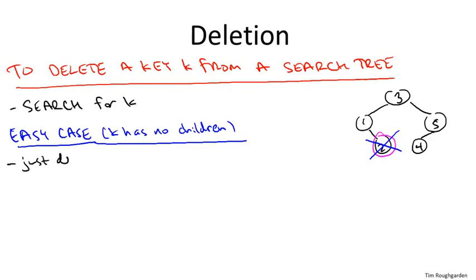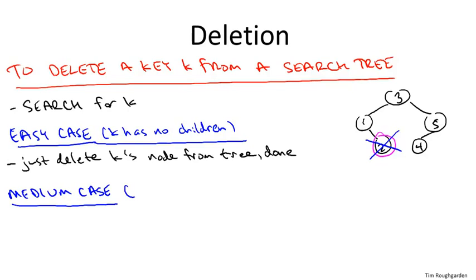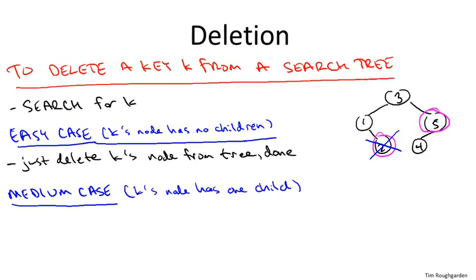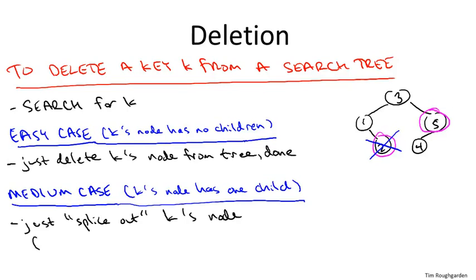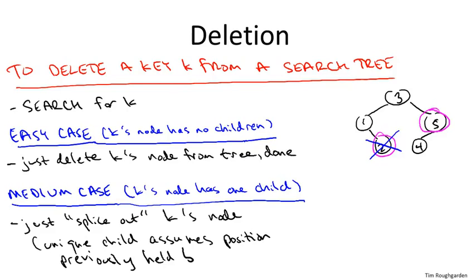Then there's the medium difficult case. This is where the node containing k has 1 child. An example here would be if we wanted to delete 5 from the search tree. The medium case is also not too bad. All you've got to do is splice out the node that you want to delete. That creates a hole in the tree, but then the deleted node's unique child assumes the previous position of the deleted node. I could make a nerdy joke about Shakespeare right here, but I'll refrain.